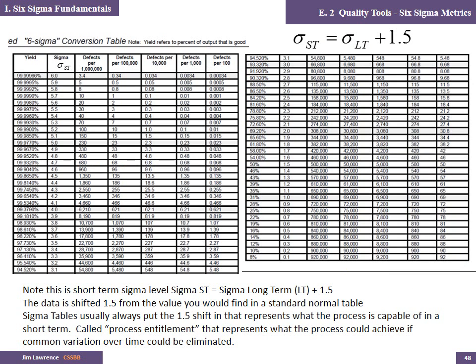Now here we see a standard Six Sigma conversion table that can be found in any handbook. We see where we got the sigma of 4.7, and that's what they call a short-term sigma. Short-term sigma is long-term sigma plus 1.5. The data is shifted 1.5 from the value we'd find in a standard normal table. Sigma tables usually always put the 1.5 shift in, and it represents what the process is capable of in a long-term perspective. This is called the process entitlement. It represents what the process could achieve if common variation over time could be eliminated.